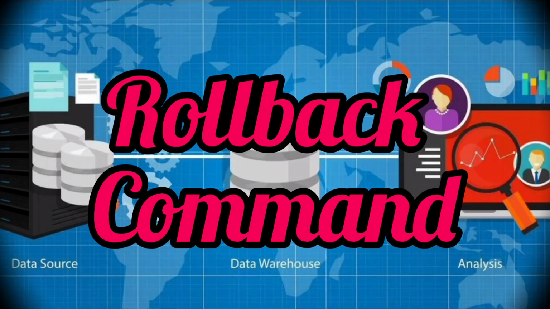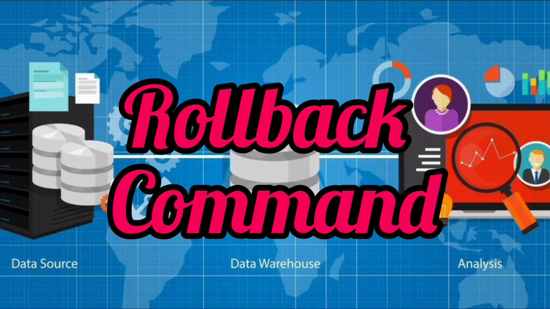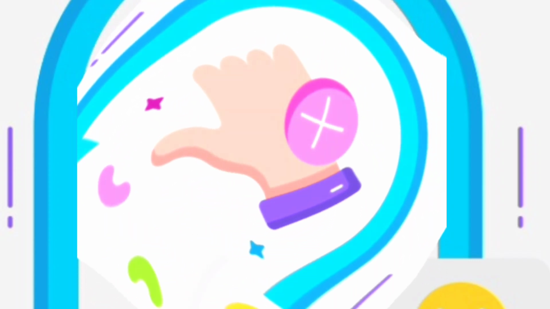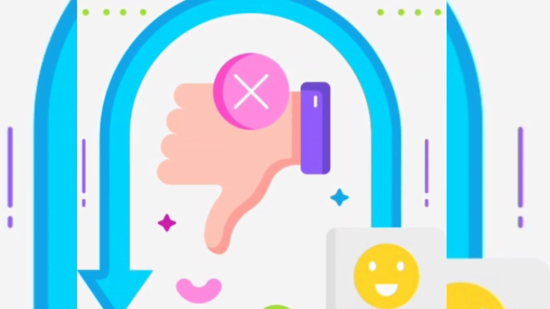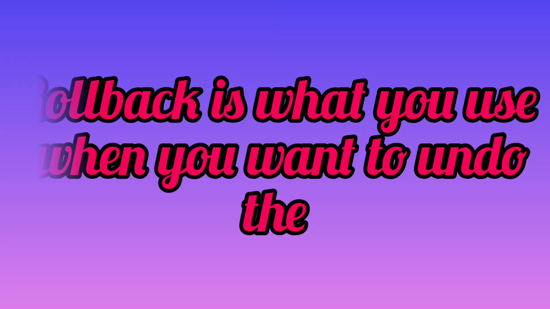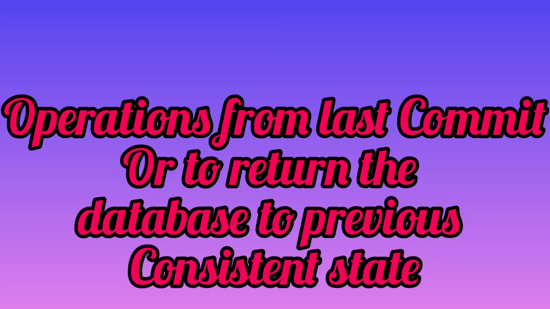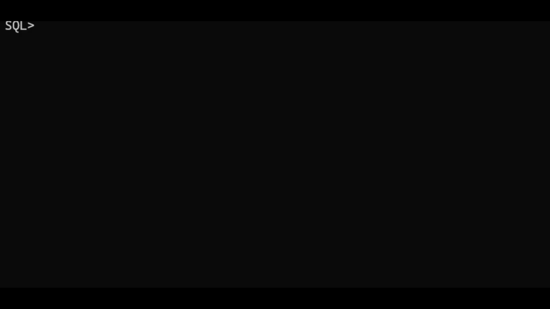Now we will see our second command, the ROLLBACK command. Sometimes you might make a mistake or decide not to keep the changes you have made so far. Rollback is what you use when you want to undo operations from the last commit or to return the database to the previous consistent state. Let's see with an example.